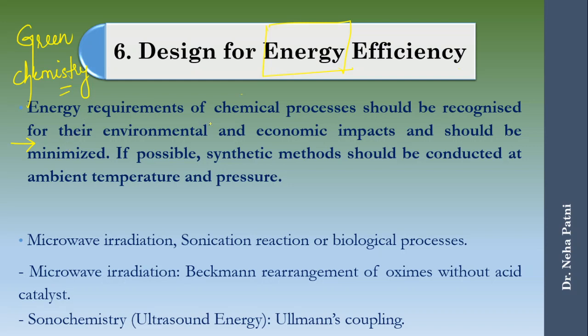Here they say that the energy requirement of a chemical process should be recognized for its environmental and economic impacts and should be minimized. If possible, synthetic methods should be conducted at ambient temperature and pressure. So what is the overall statement of this principle? They say that you have to look into the impact of energy requirement. It affects your environment, and obviously it affects your economy, because the process becomes costly, and that should be minimized.